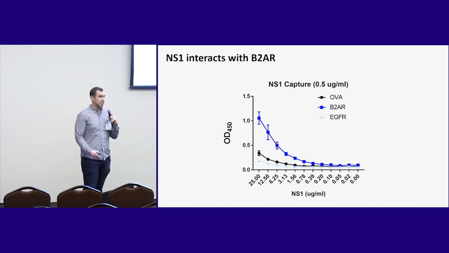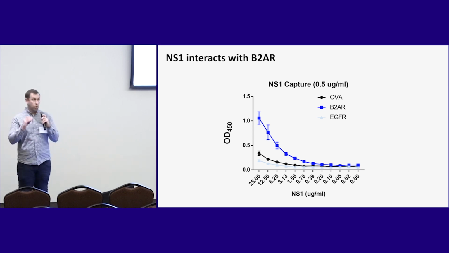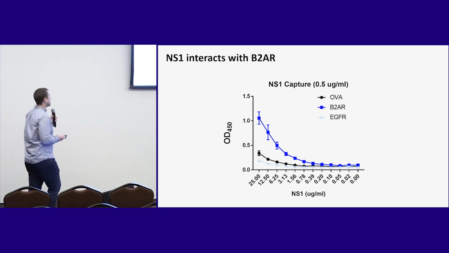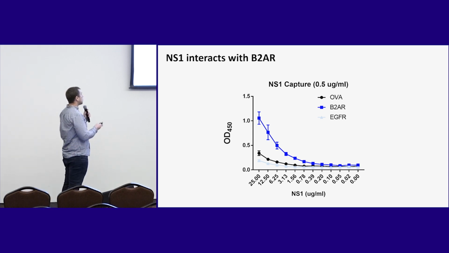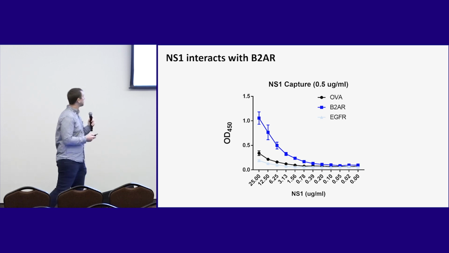We can also detect an interaction between NS1 and B2AR. We can demonstrate this through co-immunoprecipitation, but here I'm showing you a capture ELISA where we've immobilized ovalbumin, B2AR, or EGFR on the surface of ELISA plates, and we're asking about the capacity of these proteins to capture NS1 in media. And you can see that B2AR more efficiently captures NS1 compared to ovalbumin or EGFR.